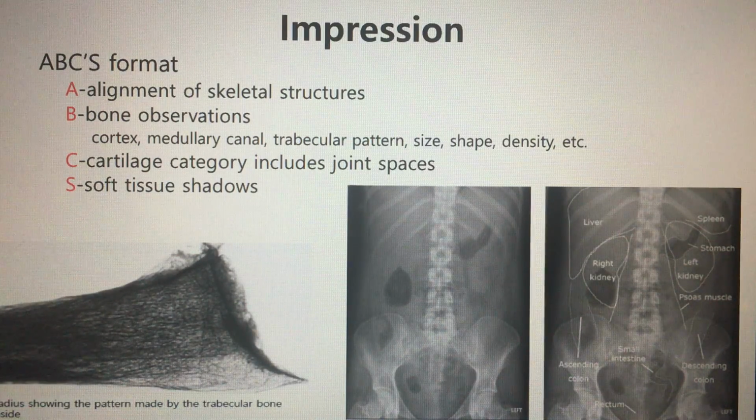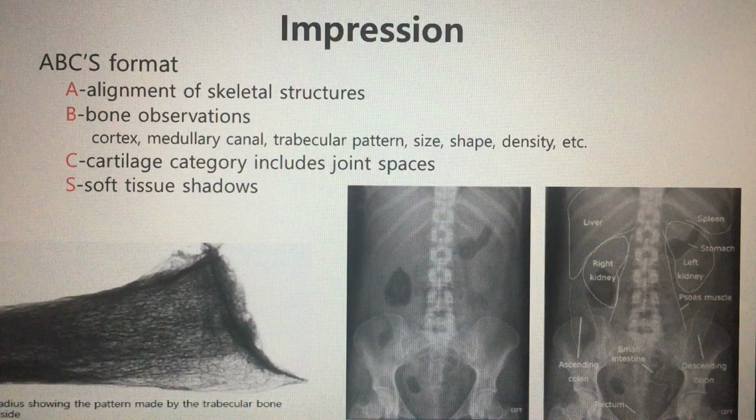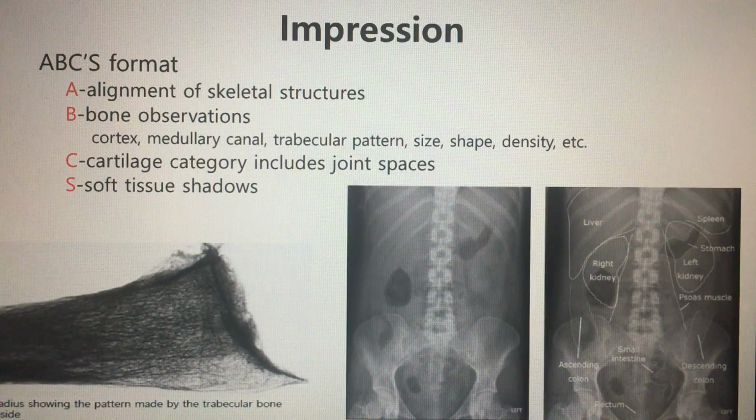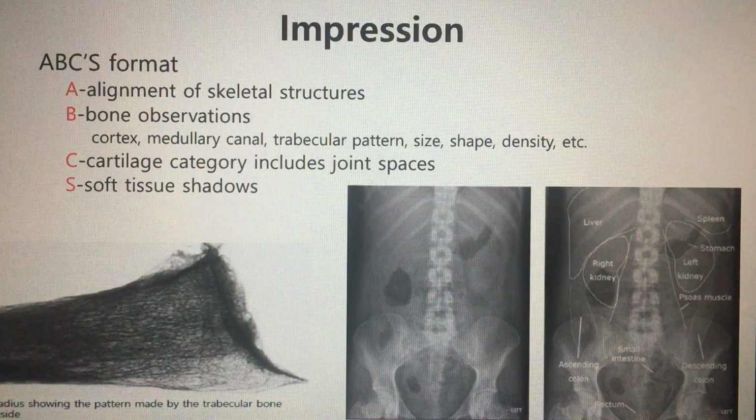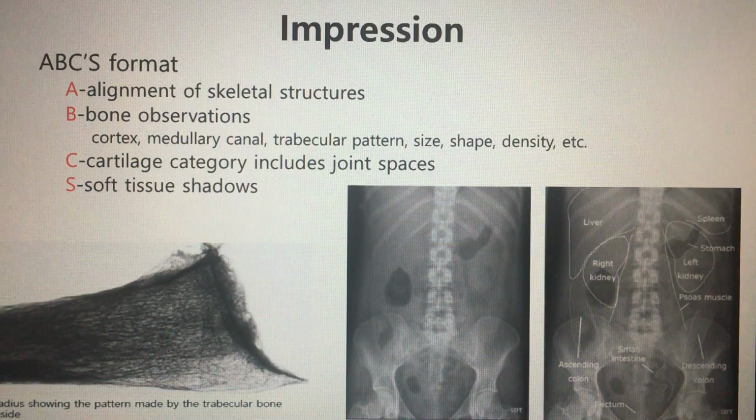According to Wolff's law, the density of the bones varies even under the same condition. It will be an indication of degenerative change. C means cartilage category. We just know it's the space between bones. S means soft tissue shadow. Soft tissue can be identified by changes in the radiation exposure conditions.